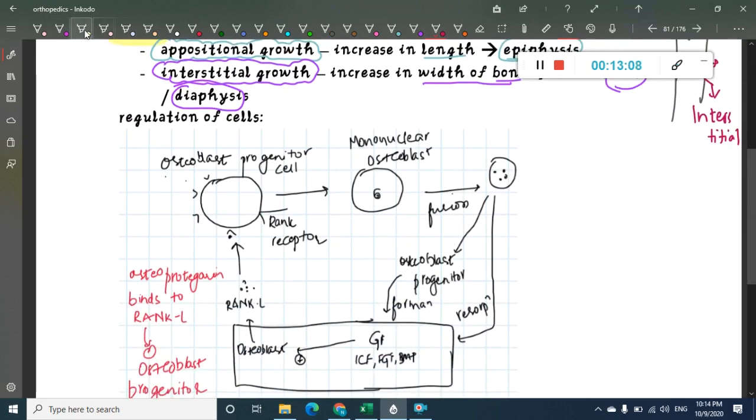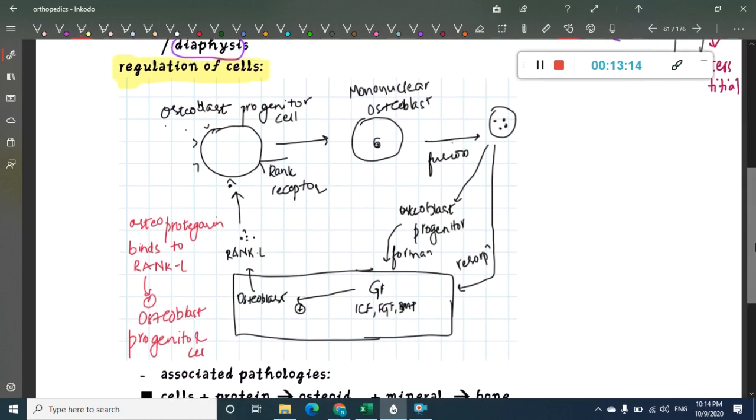Then what about the regulation of cells? In the regulation of cells for growth, we have the osteoblast progenitor cell. This osteoblast progenitor cell has a RANK ligand. These RANKL proteins will activate the osteoblastic progenitor cells, which lead to the production of mononuclear osteoblasts. Many of these mononuclear osteoblasts will fuse together to form an osteoclast.